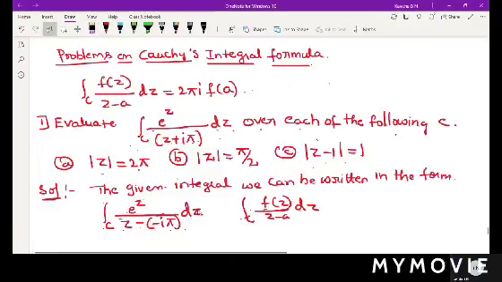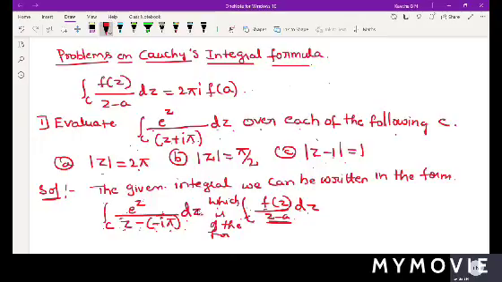The given equation we have to write in the z minus a form only. Here z plus i pi is there, and this we write as z minus of minus i pi. Then it can be written as the integral of e to the power of z by z minus of minus i pi, dz, which is of the form integral over C of f of z divided by z minus a, dz.